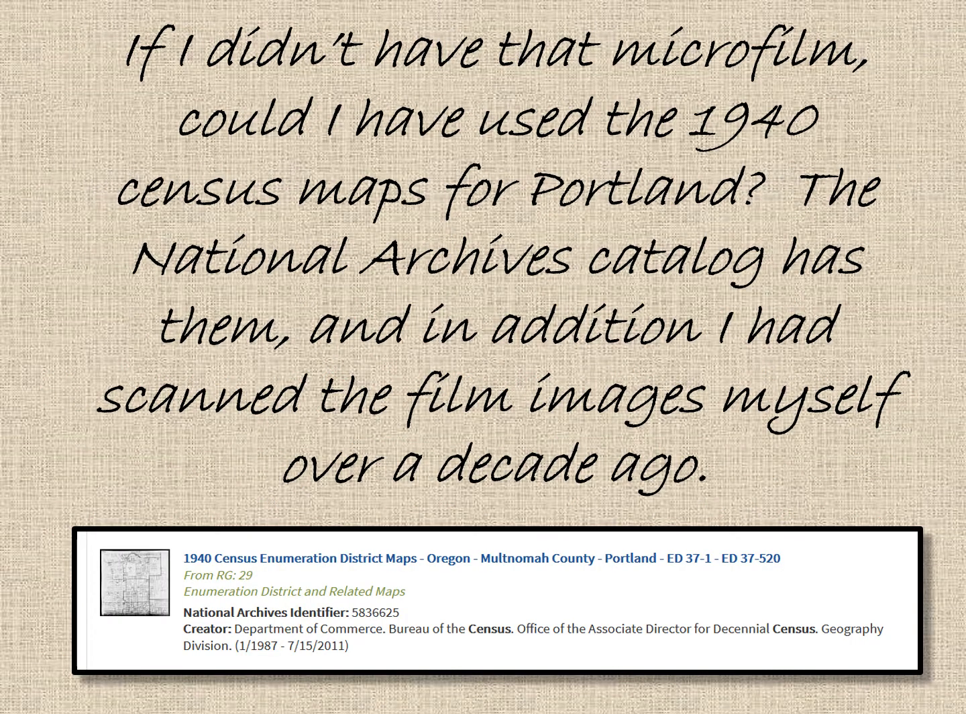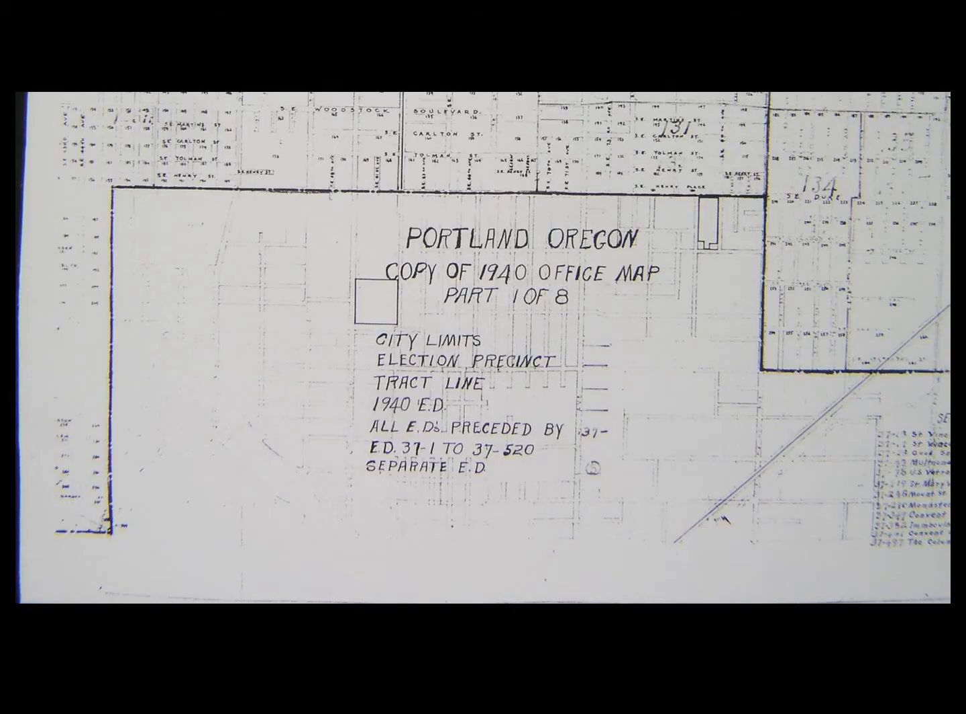Now, if I didn't have that particular microfilm from the University of Oregon, could I have used the 1940 census maps for Portland? The National Archives catalog has them, and in addition, I had scanned the film images myself over a decade ago. And there is the listing at the National Archive catalog. You can see they have the 1940 maps. Again, the map does not show the prefix on those drawn numbers in the EDs. It does tell you that all EDs are preceded by 37 dash.